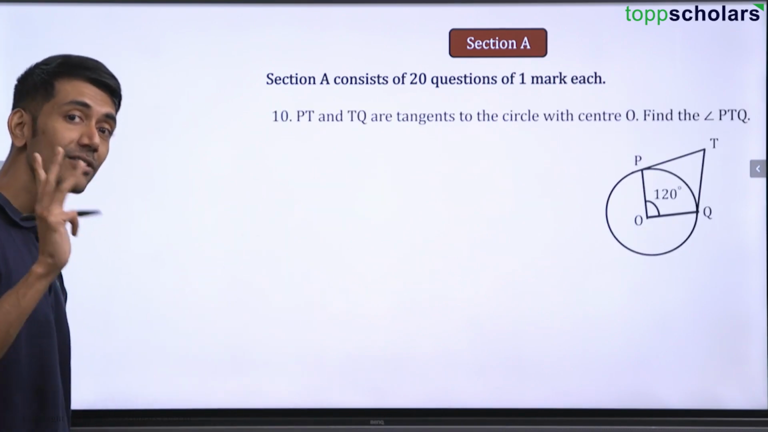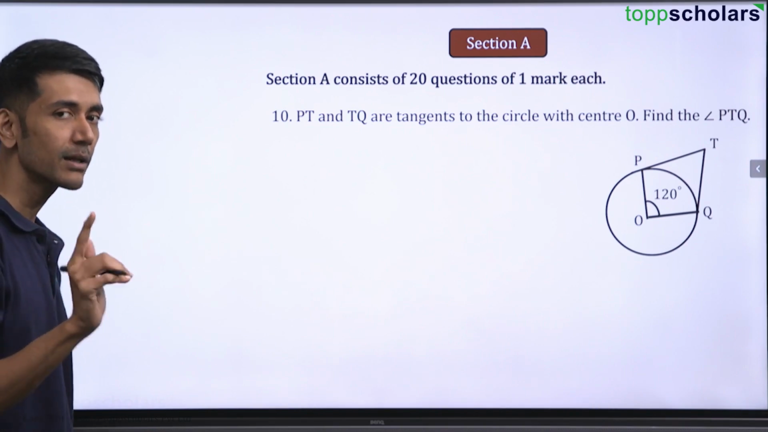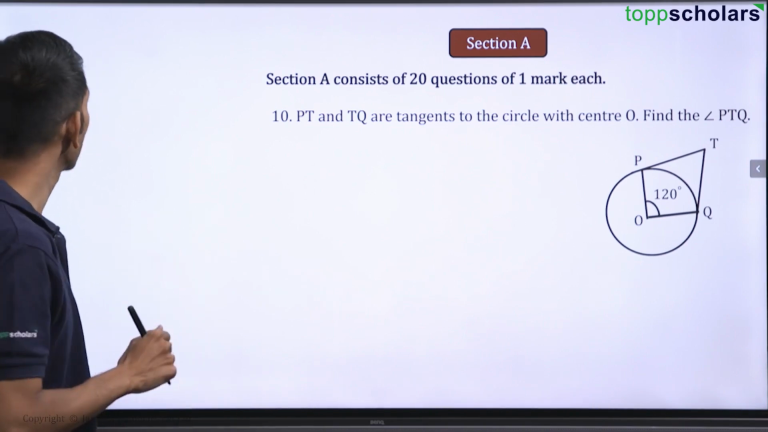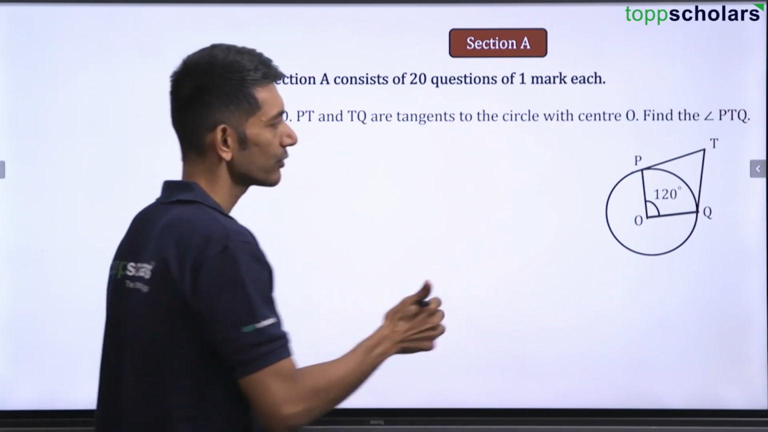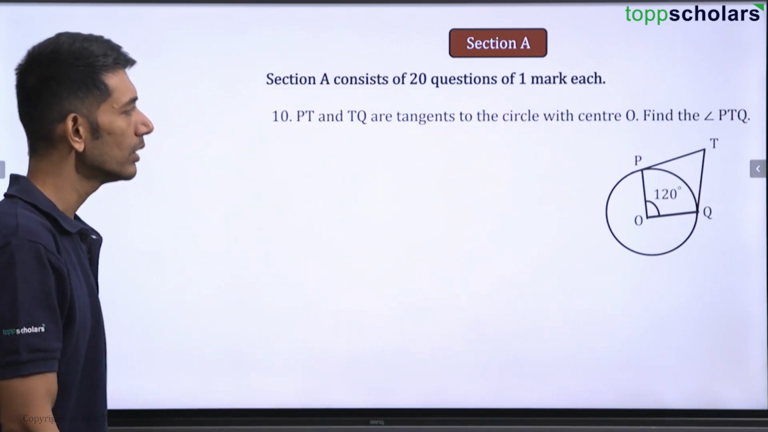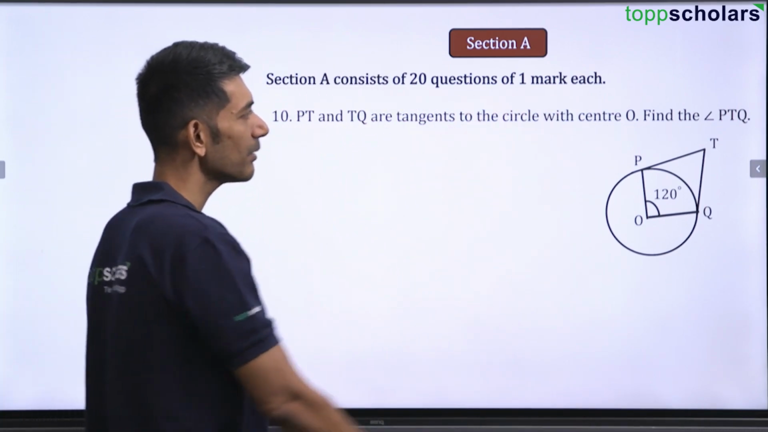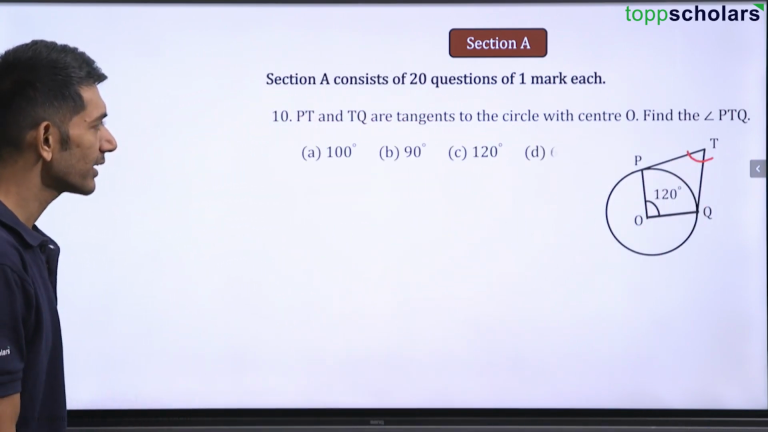If you see, this is the third question of circles. That means circle is an important chapter when it comes to 1 marker as well. So have a look at this. PT and TQ are tangents. Okay, so we already know that PT and TQ are tangents to the circle with center O. We are supposed to find out angle PTQ. Okay, interesting question. 4 options are given.